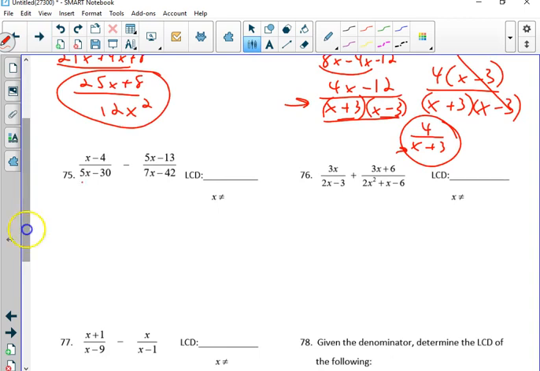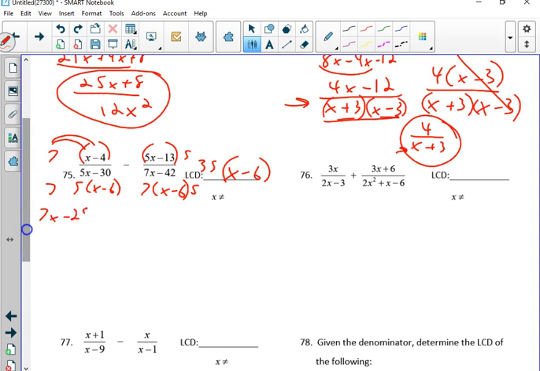Okay, always factor. 5 times x minus 6, 7 times x minus 6. Hey, look, they have an x minus 6 in common. But with the 5 and the 7, we need a 35. So all we need here is to multiply by 7 and 7, and 5 and 5. So we distribute: 7x minus 28. Be careful, we have a minus, so I'm going to make that negative 5. Negative 25x plus 65.